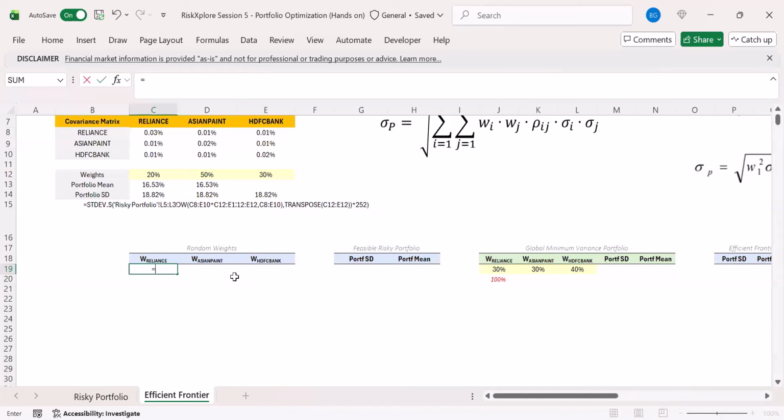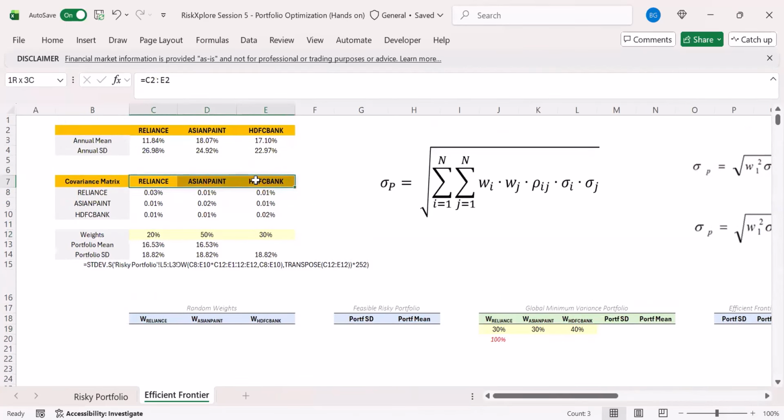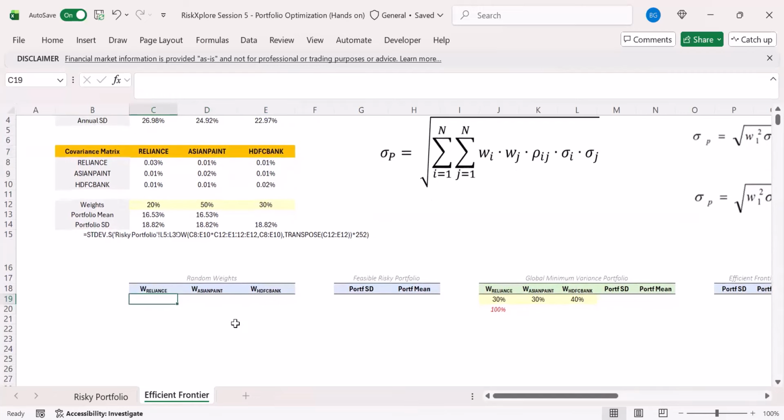For that, and also in that we have to ensure one property. What is that property? The sum of these three has to be 100%. Below 100% won't work, because we are assuming that the entire portfolio is composed of only these three stocks. So we have to invest 100% in these three stocks. So if we want to randomly generate, let's say, 10,000 weights, equals we can use the RANDARRAY function.